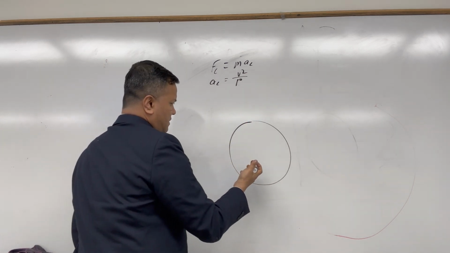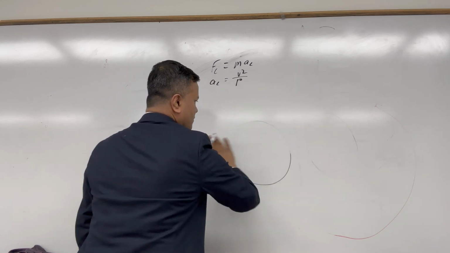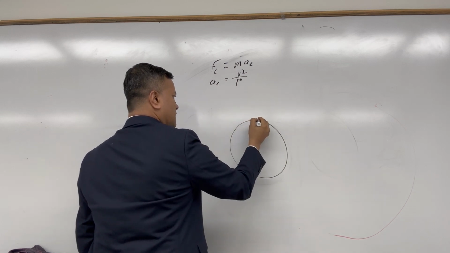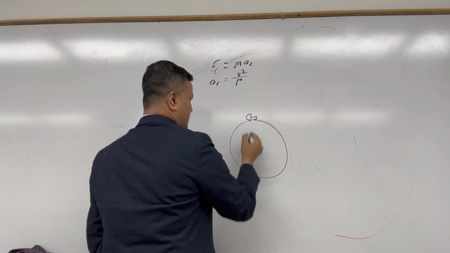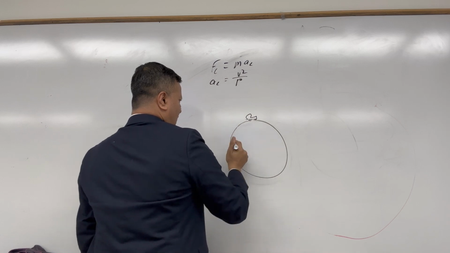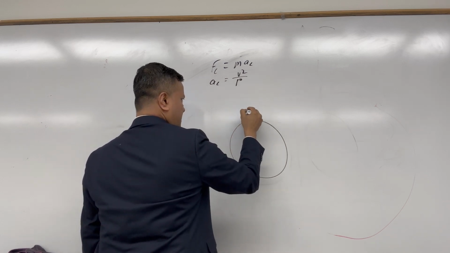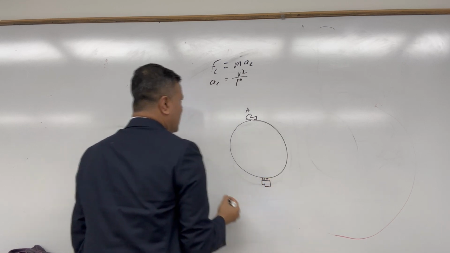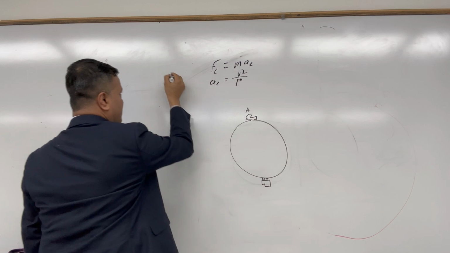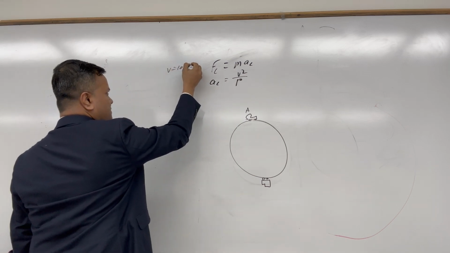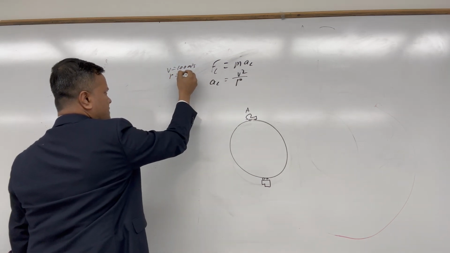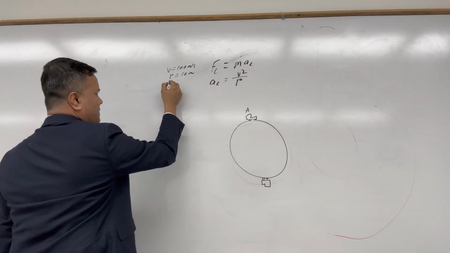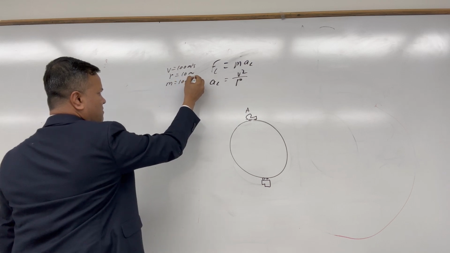Not here on the earth. Say this is a circular path, and there is a car that moves on this circular path at location A, and then the car is at location B. The car moves with velocity, let's say, 100 meters per second, radius 10 meters. Let's see what else. Mass of the car is 1,000 kilograms.